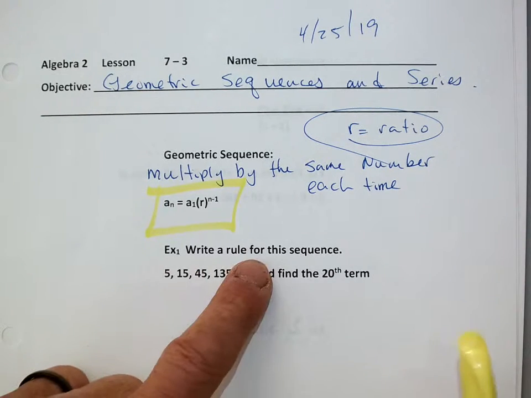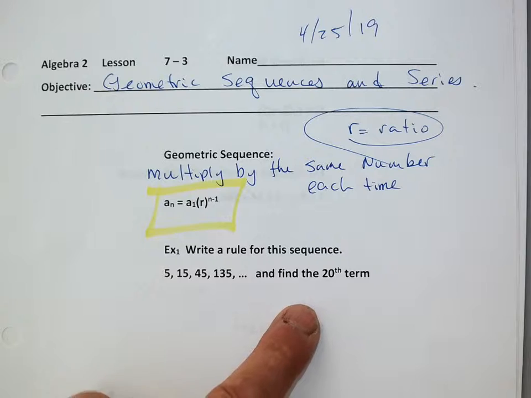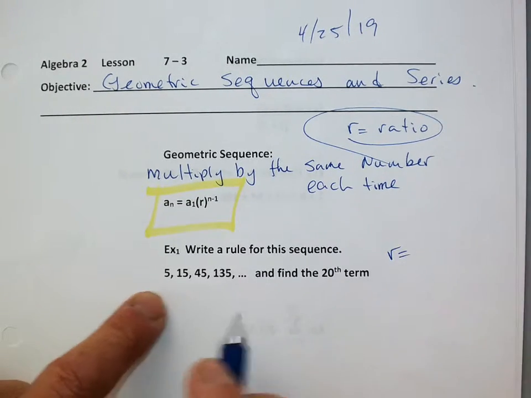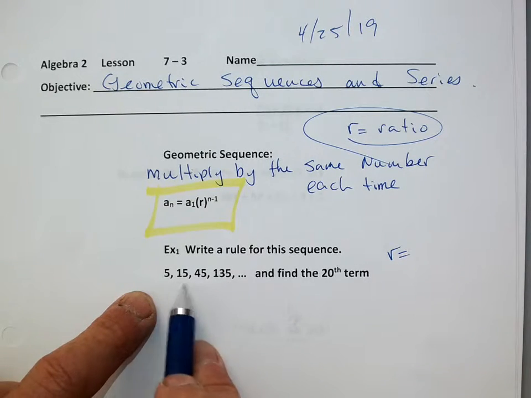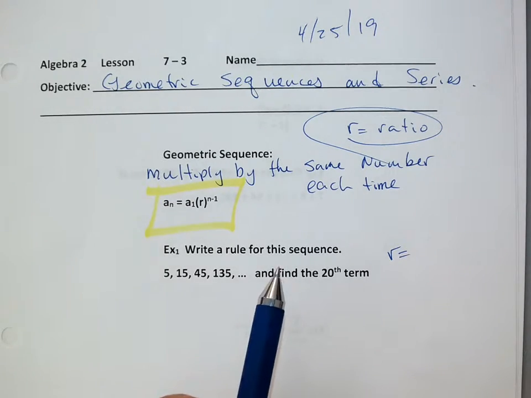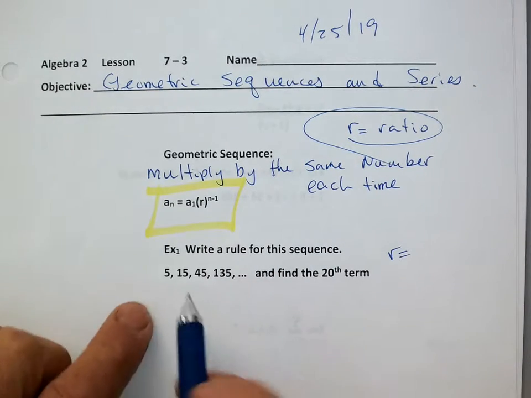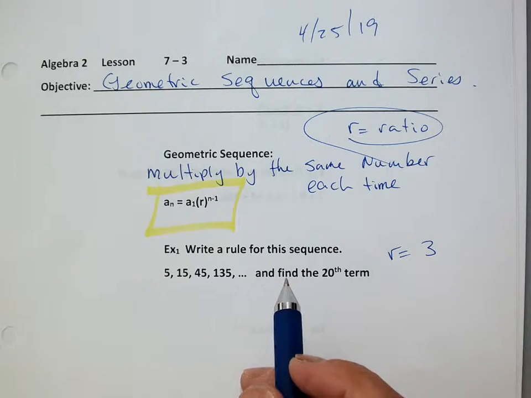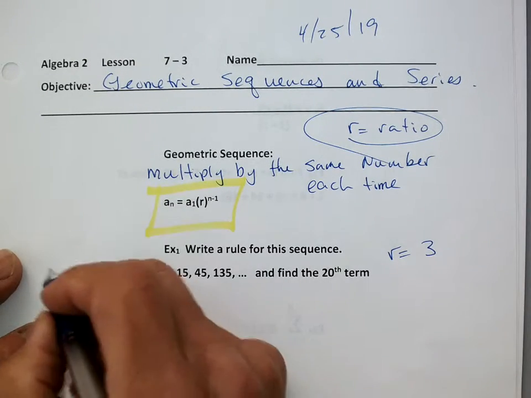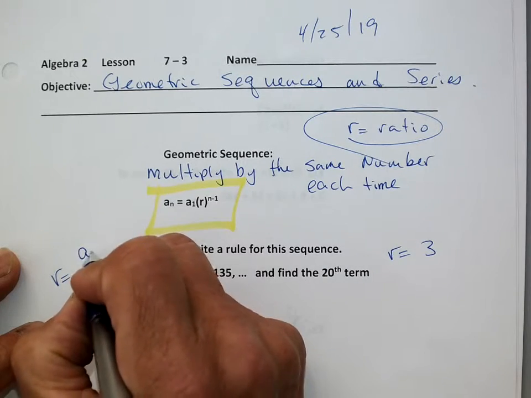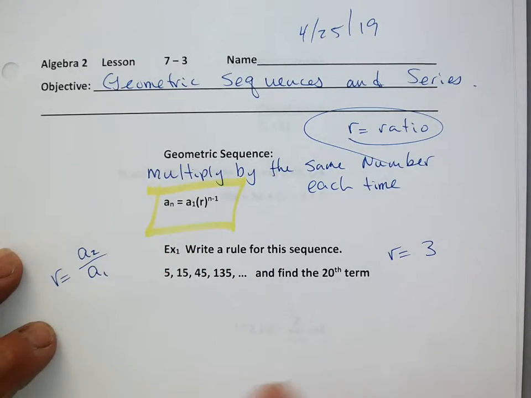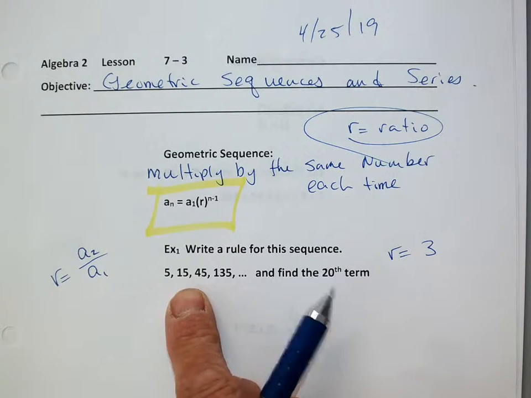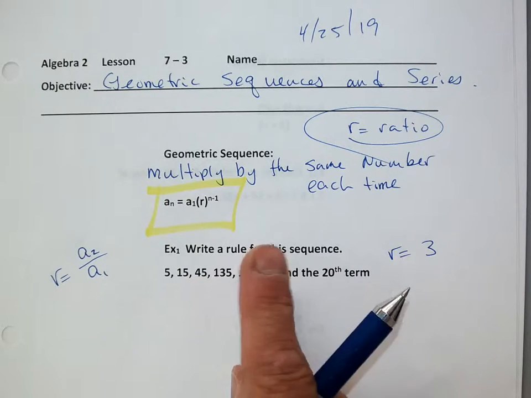So, example 1, write a rule for this sequence, and then find the 20th term. All right, so, what's R? That's a big number, Keith. Yeah, they get big fast because it's geometric, right? It's exponential, right? So what is R? 3. Everybody agree? 3. So we're multiplying by 3. Now, if you have a difficult time finding R, you can always take the second term divided by the first term, right? 15 divided by 5. That makes sense, right? Because you're going to find the multiplier, so let's just divide it out to find out what the multiplier is, okay?